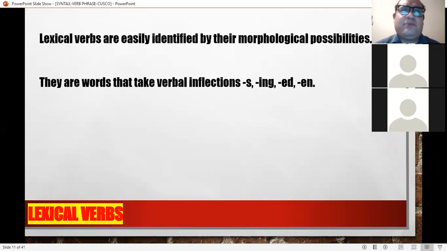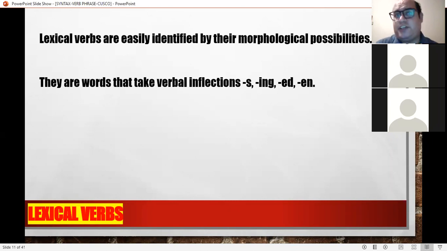So to lexical verbs, we can add a lot of morphological forms or inflections, like the present simple with the S, the ing if we want to make the present continuous. Then the ed, we want to make the past simple of regular verbs, or the past participle of regular verbs, or en in the past participle of irregular verbs. Break, broken, take, taken, driven. Notice that you use the en to make the past participle. So remember, the lexical verbs take these forms.